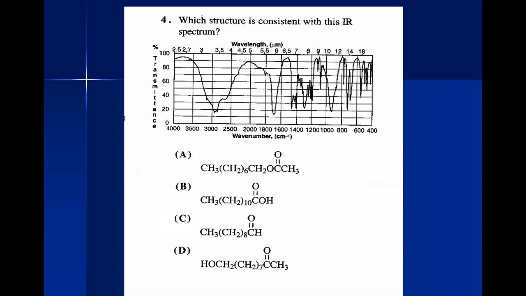Got an sp2. Does that allow us to eliminate anything? So I'm going to have to use this big broad thing at around 3,000. What's that big broad thing belong to? An OH, but an OH of what kind? An alcohol or a carboxylic acid? That's exactly right. Notice the difference between an alcohol OH and a carboxylic acid.